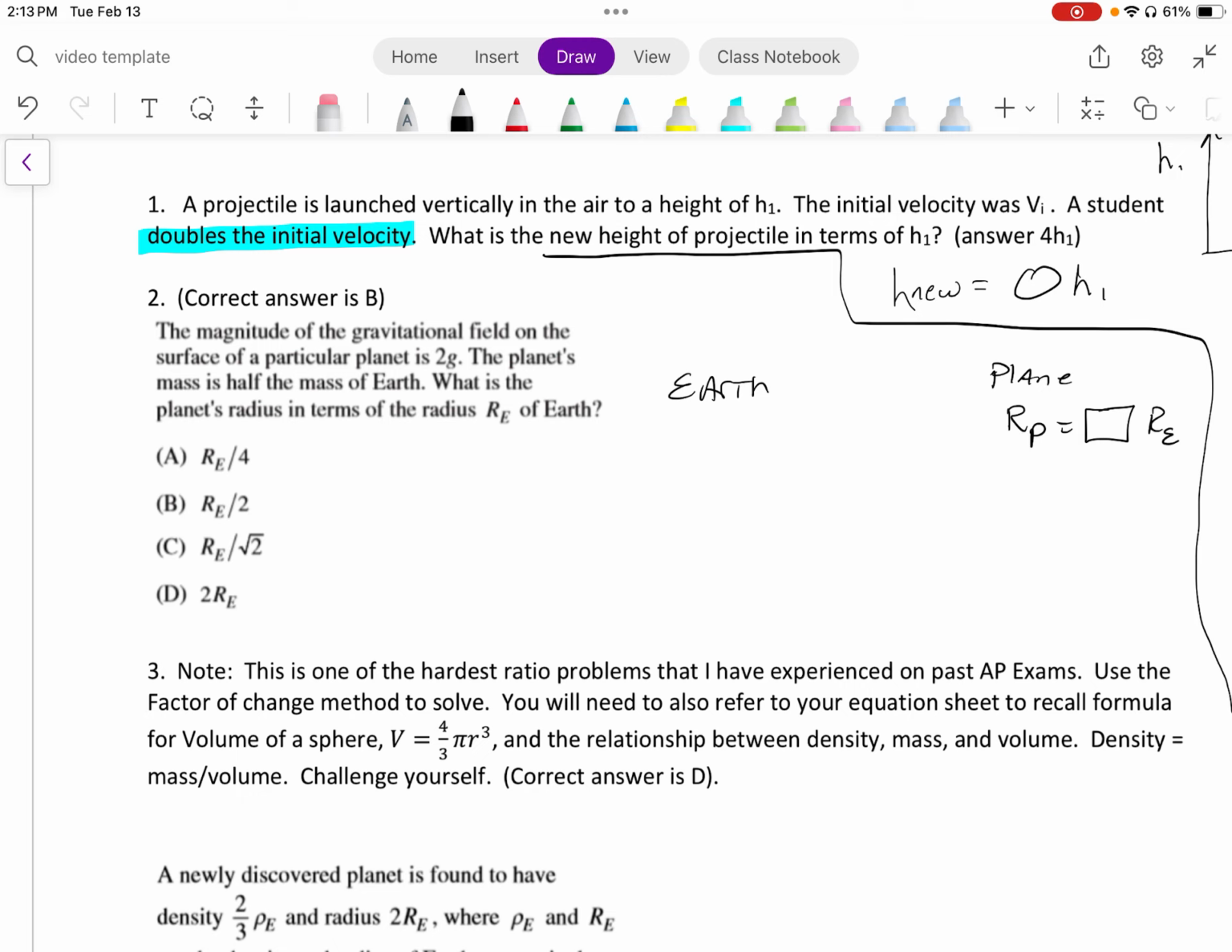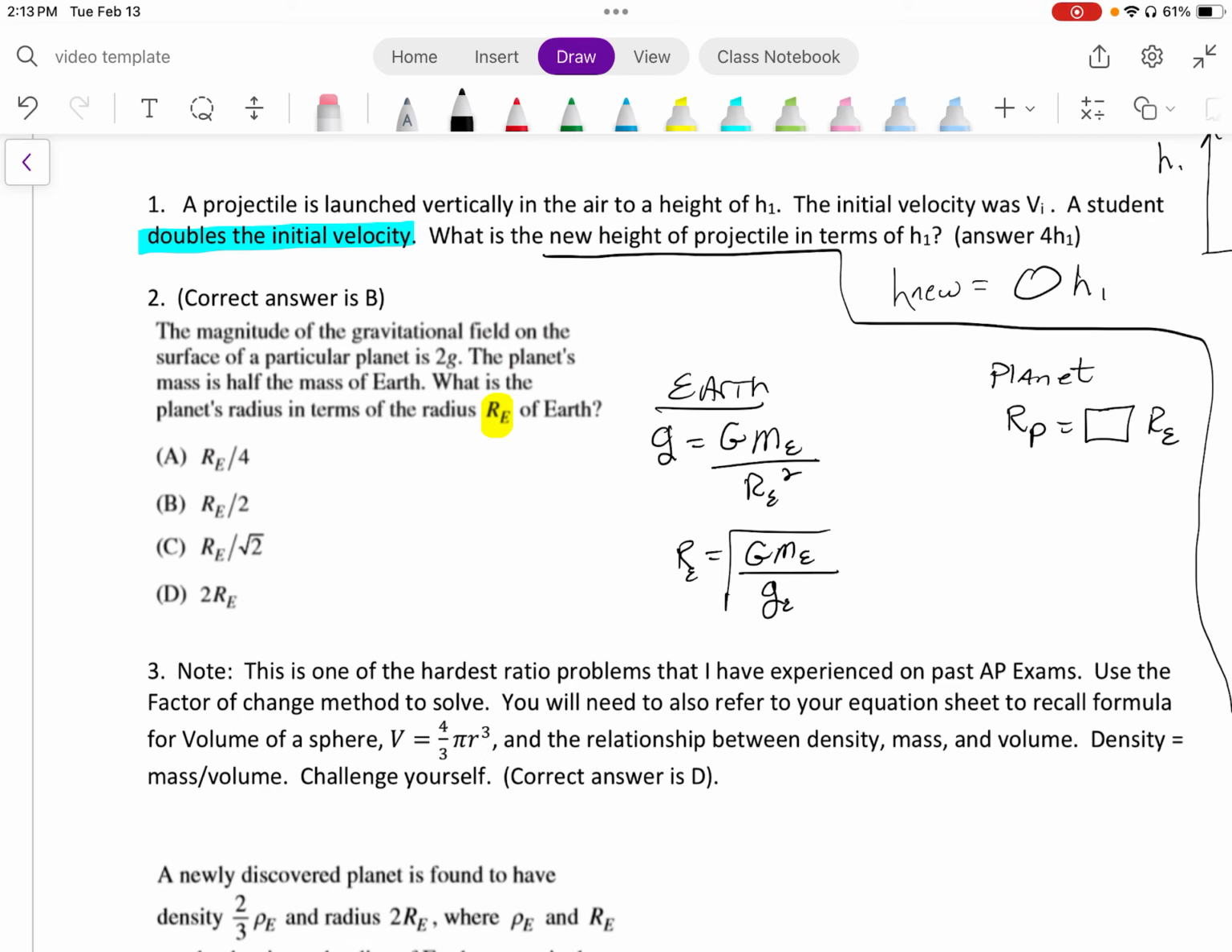Okay, that's what they're asking for. Now, this is a ratio problem, I call it, or an opportunity to apply the factor of change method. What do we know? We know that little g on Earth is equal to the big G times the mass of Earth divided by the radius of the Earth squared. And what we're asking is what happens to the radius of this planet. So rearrange this equation for radius. Radius is equal to the square root of big G mass of the Earth divided by little g on Earth, and we'll call that radius of Earth, and that little g of Earth.